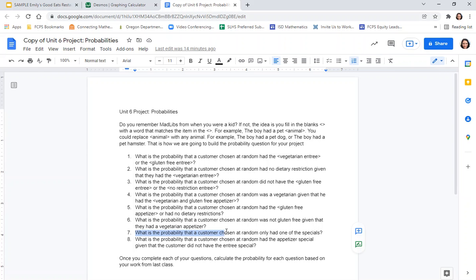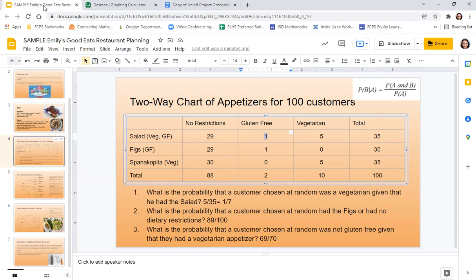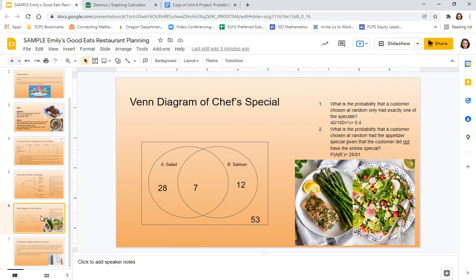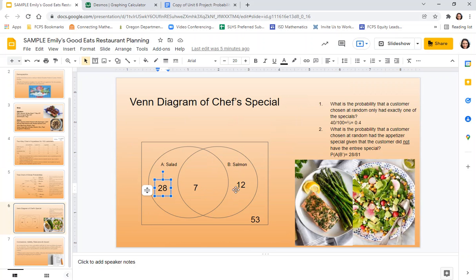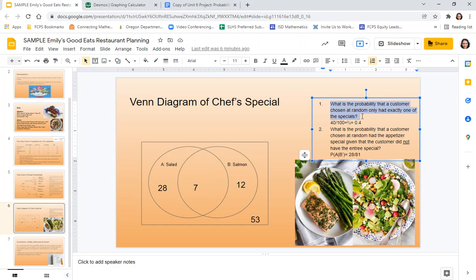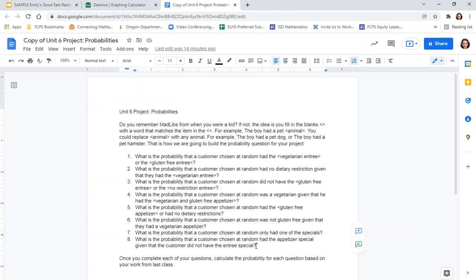All right. So now we're going to go on to the specials. What is the probability a customer chosen at random had only one of the specials? Okay, so we had the special salad, we had the special salmon. These people in the middle, they had both. So my question over here, the probability a customer had exactly one of the specials. There were 28 plus 12, which is 40 out of 100 people had one of the specials. And the last question, probability a customer chosen at random had the appetizer special given that they did not have the entree special.